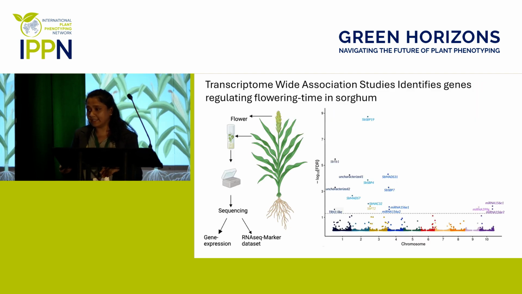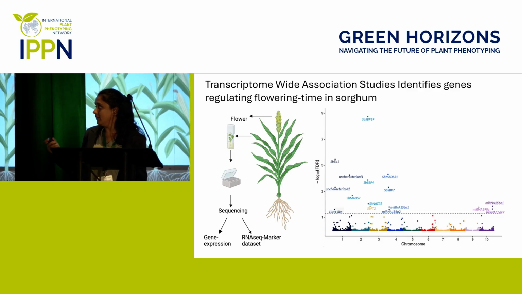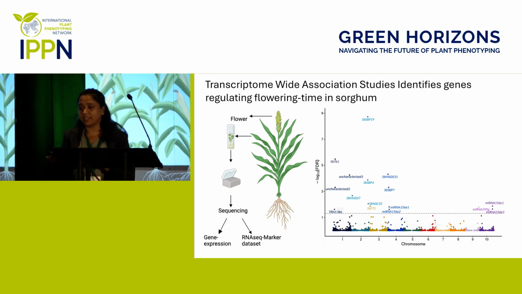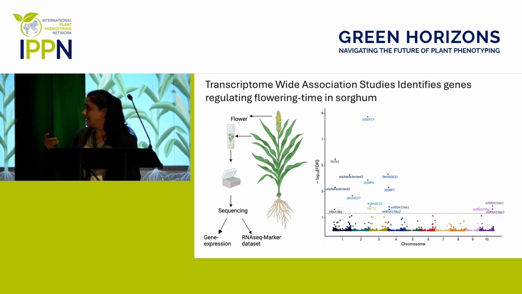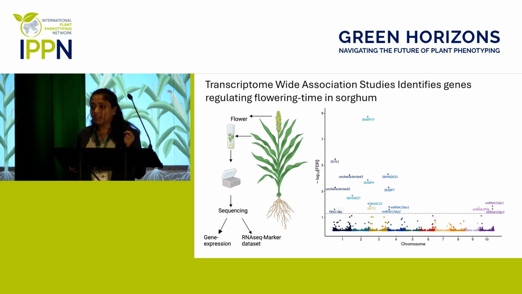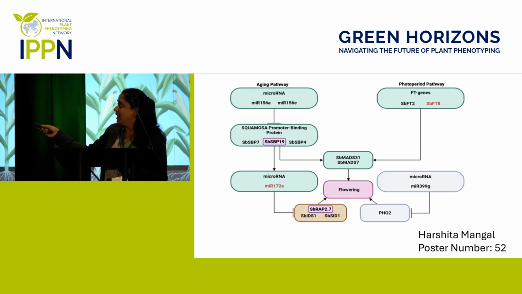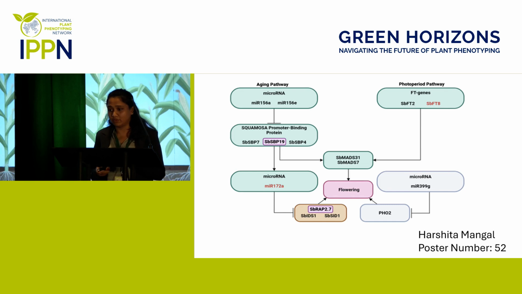Next, the tissues that were collected were used to create a gene expression data set. I did TWAS analysis, and we can see a lot of genes here, the FT and the MADS-box genes, and these genes are actually regulating the flowering time in sorghum. So the next thing is, what is the pathway that regulates flowering time? Here it is the microRNA that is playing a very crucial role in the aging pathway of sorghum.